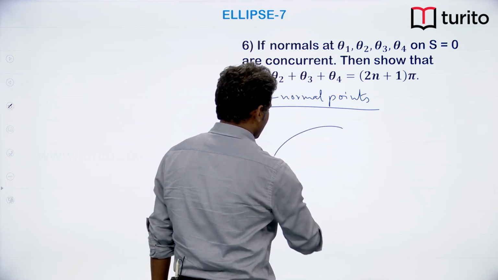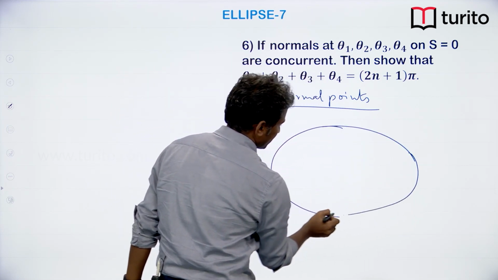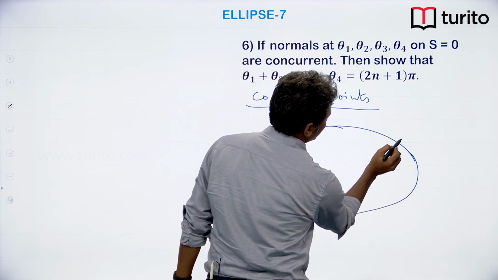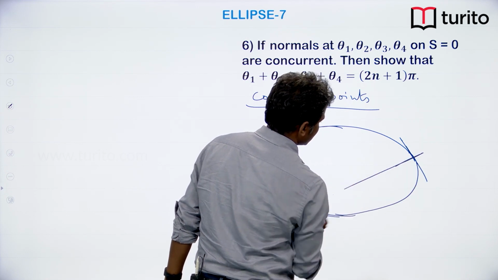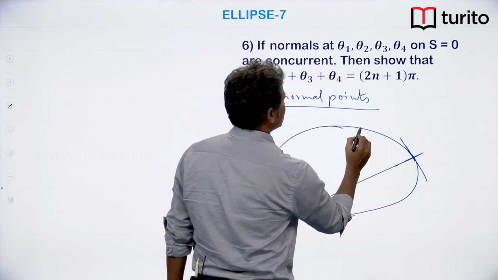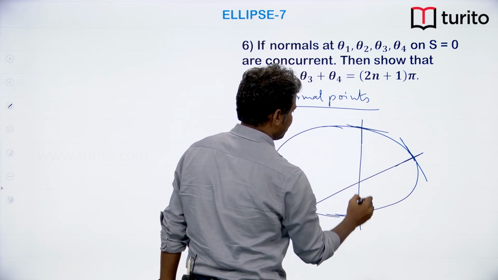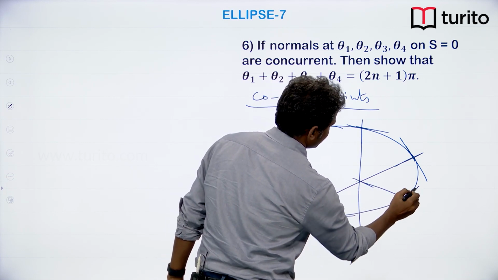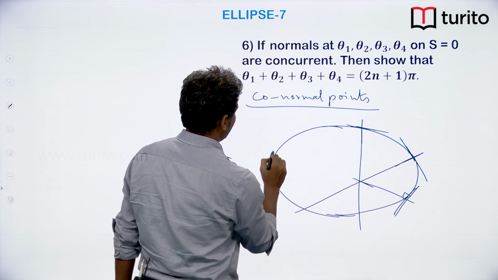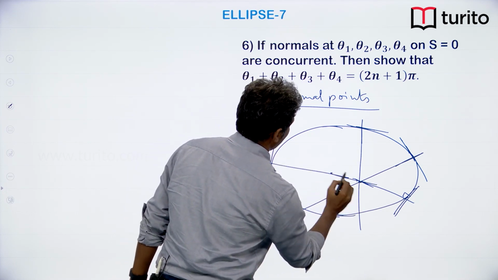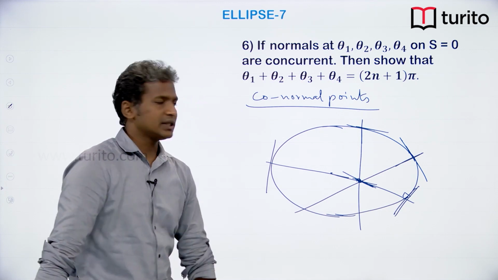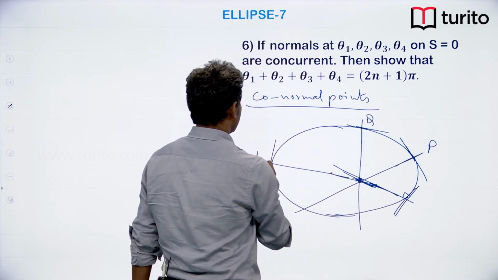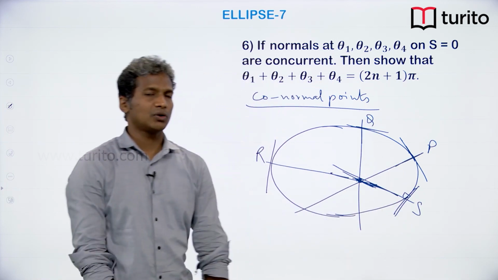So, suppose on an ellipse there are normals at 4 points, let us say there is this normal, and there is one more normal here, and let us say there is one more normal here. Okay. So, excuse my diagram, and there is one more normal here. So, let us say these normals at these 4 points are intersecting at a point. So, P, Q, R, S, these are the points at which we have drawn normals.